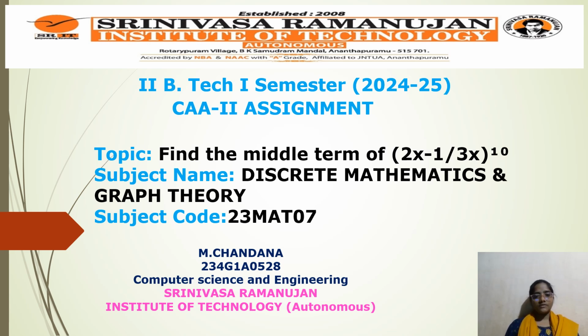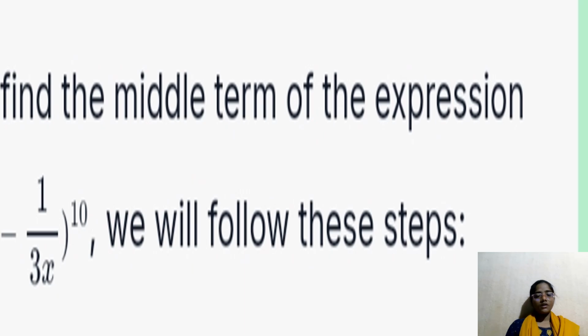Today my topic is to explain how to find the middle term of (2x − 1/3x)^10 from discrete mathematics and graph theory. This is the question I am going to explain now: (2x − 1/3x)^10. To find the solution for this question, we follow these steps.